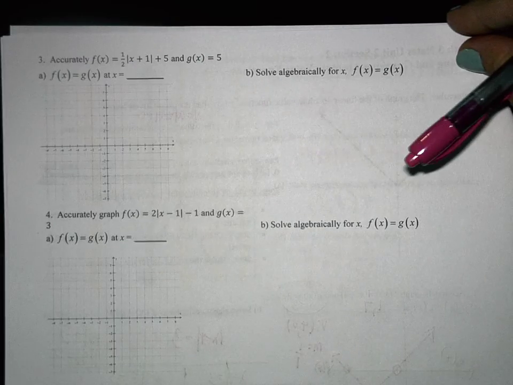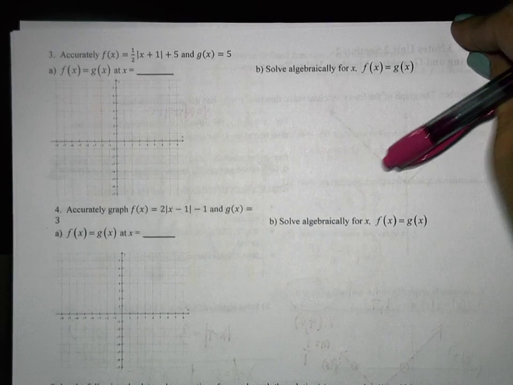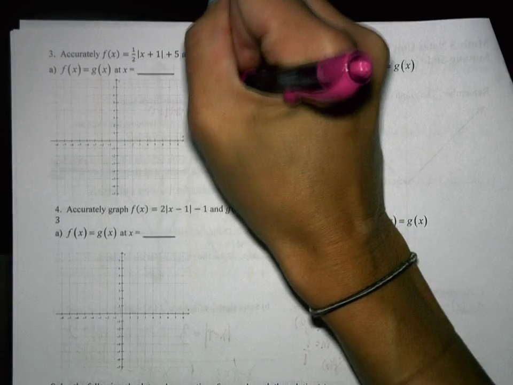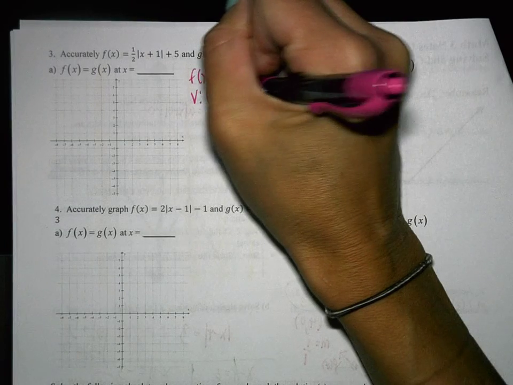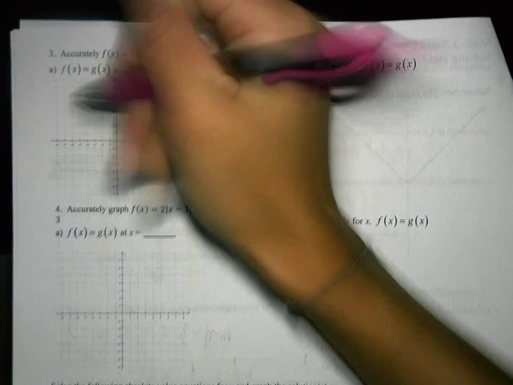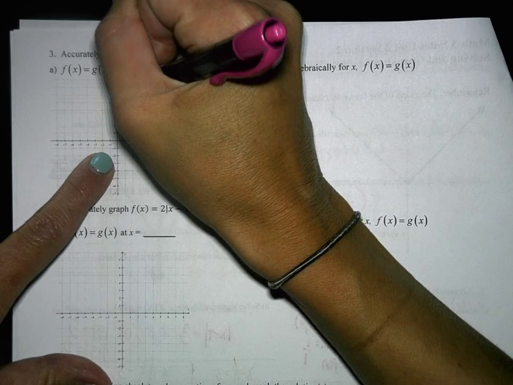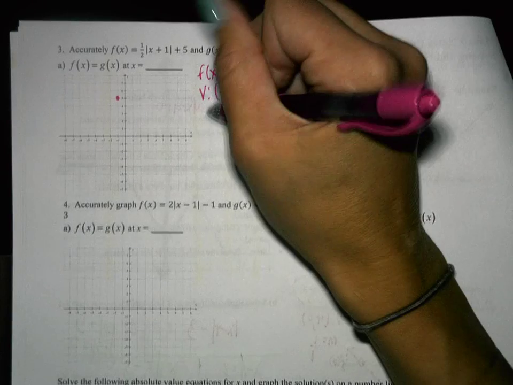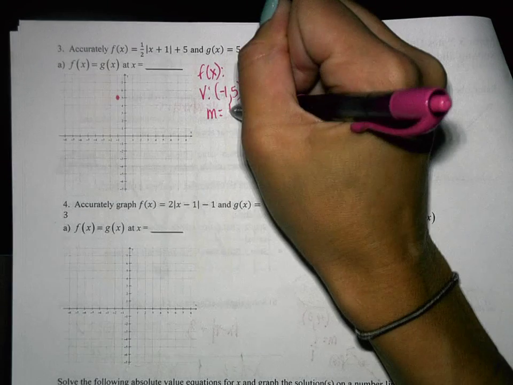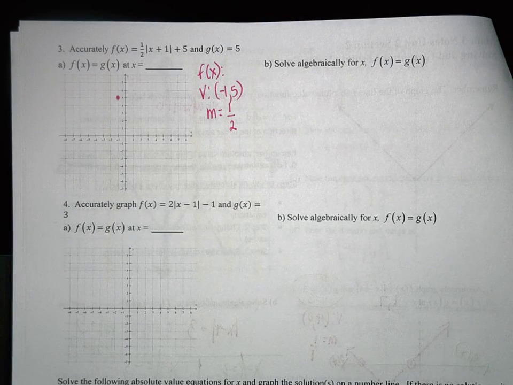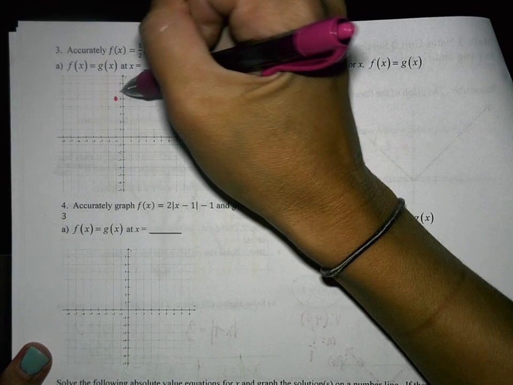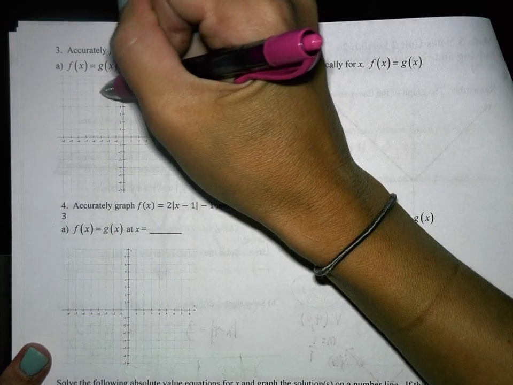Example 3. Okay, so we're going to go ahead and start with our f of x graph. And what is my vertex for this f of x graph? Good, negative 1, 5 is correct. So we're going to go negative 1, up 5, make our point. Okay, what is my slope on this one? 1/2. So that means I'm going positive 1 and then right and left 2. So we're going up 1 and then right 2, and up 1 and left 2.